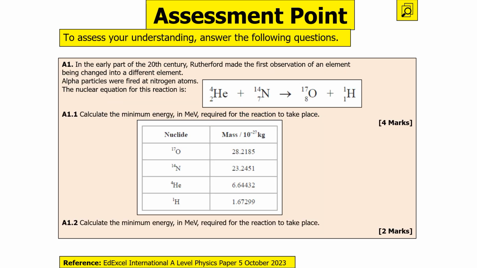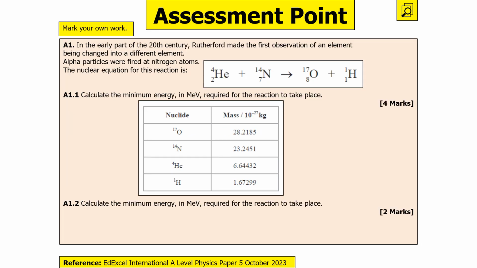The next question says, in the early part of the 20th century, Rutherford made the first observation of an element being changed into a different element. Alpha particles were fired at nitrogen atoms. The nuclear equation for this reaction is shown. Calculate the minimum energy in MeV required for this reaction to take place. So pause the video now, then unpause the video when you want to go through your answer.